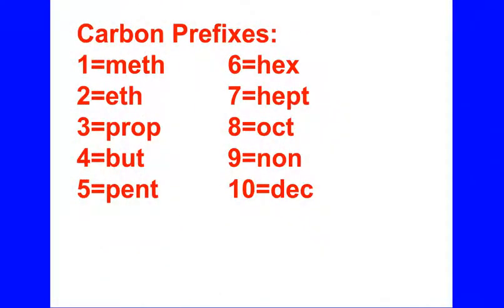Alright, so when we're looking at hydrocarbons, one of the things we need to pay attention to is prefixes. They can tell us a lot about a molecule. So anytime we have a hydrocarbon molecule that starts with the prefix meth, that means it's a 1 carbon molecule. Eth is a 2 carbon molecule. Prop is a 3 carbon molecule, and so forth. So we can use these prefixes to determine the structure of a carbon molecule.